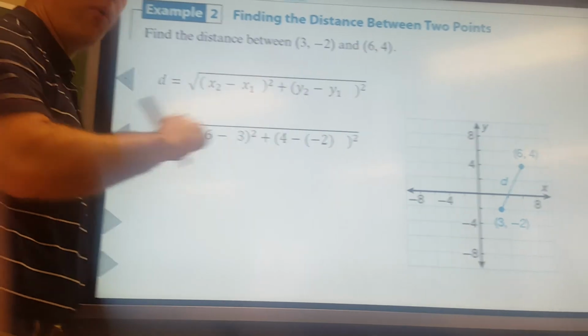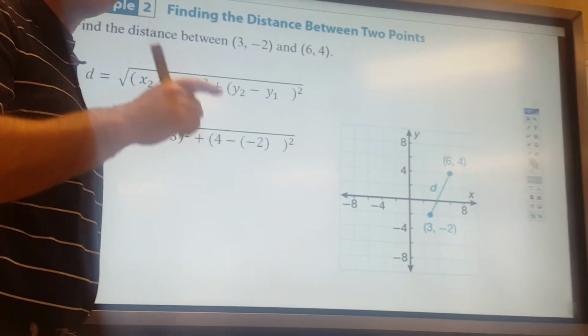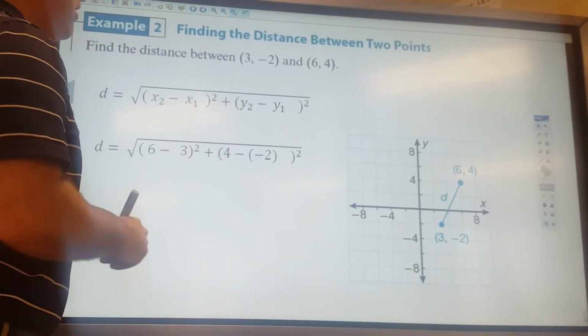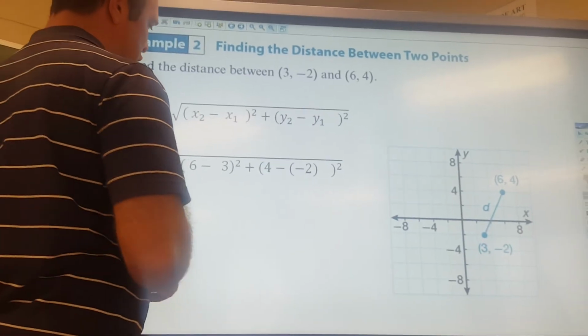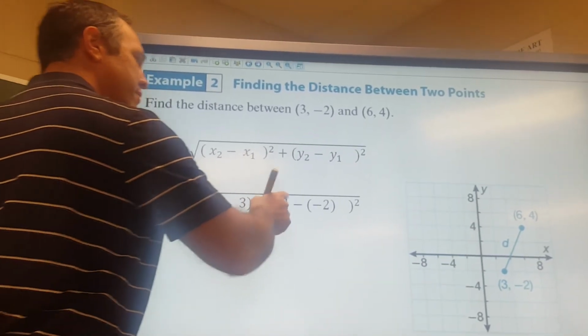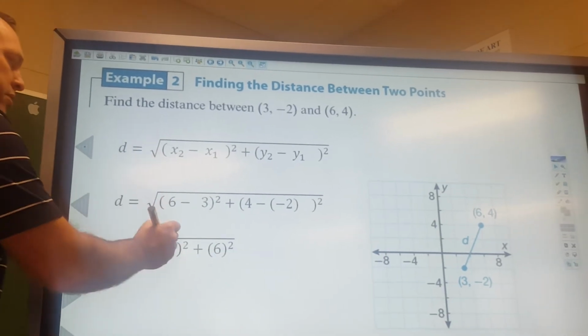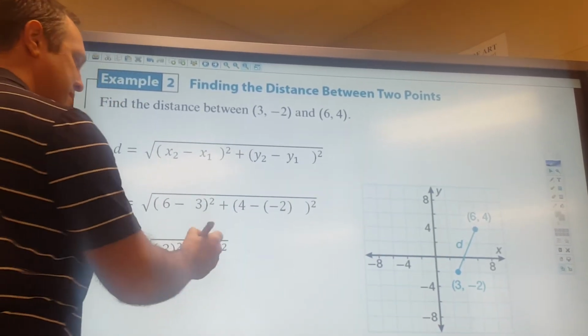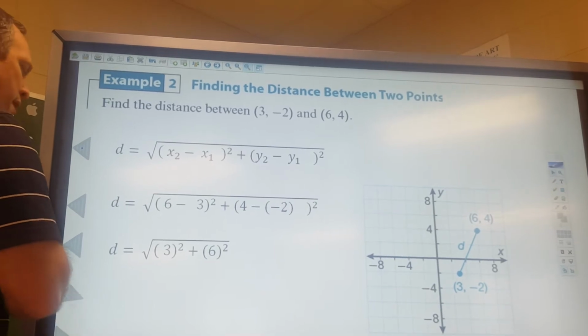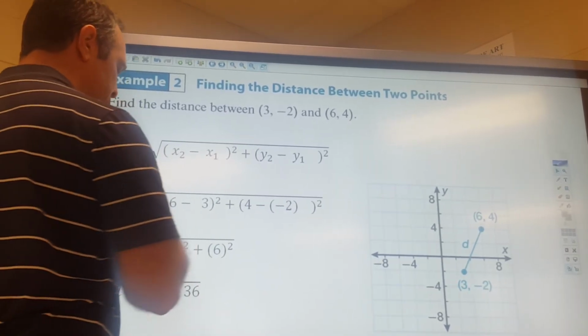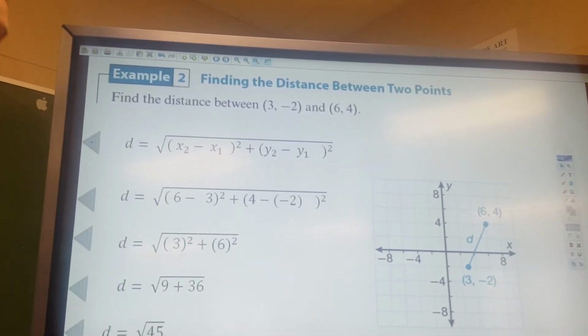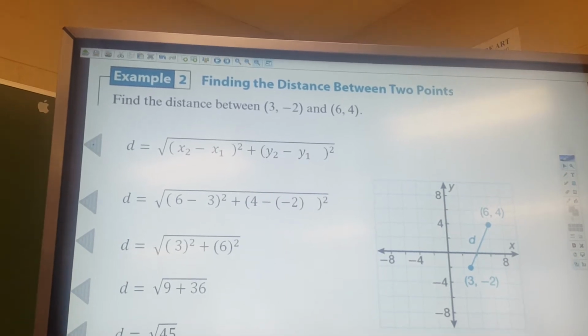It's going to be real important to be careful with your negatives. It's easy to mess up the negatives. So when I'm subtracting a negative, make sure that we change that to a positive. Want to do inside the parentheses first. 6 minus 3 is 3. 4 minus a -2 is 6. Then we'll square them. We get 9 plus 36. Add that under the radical, we get the square root of 45.